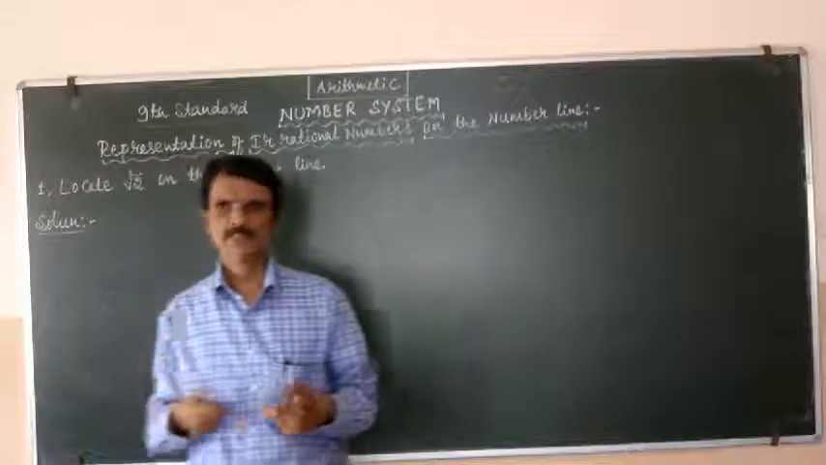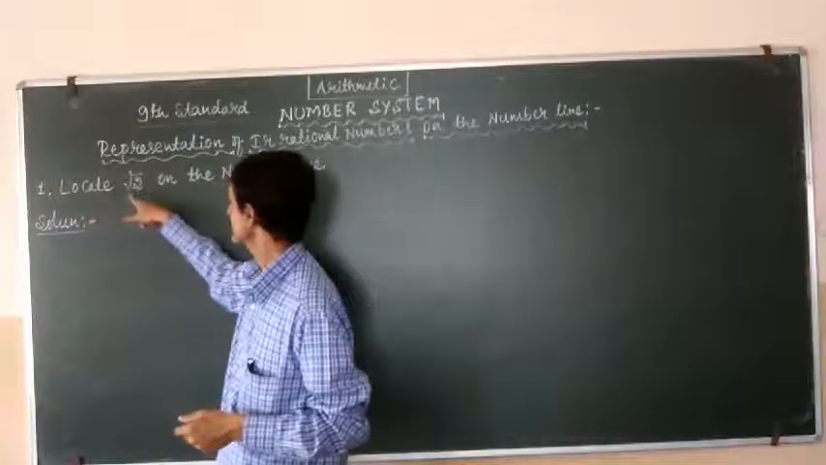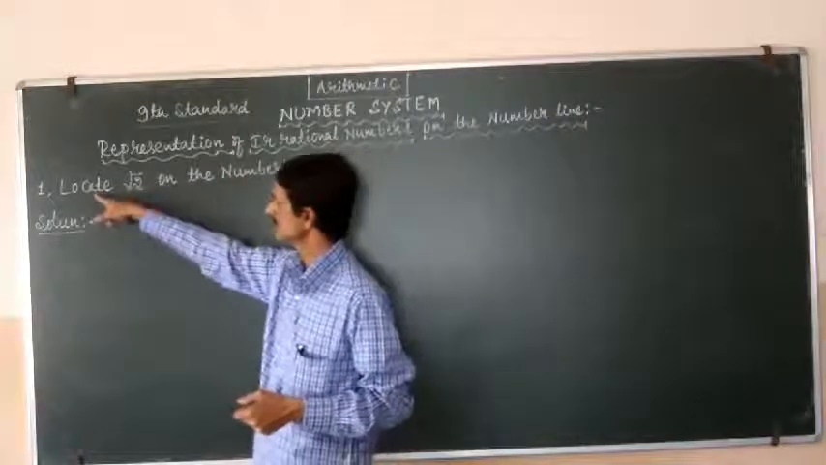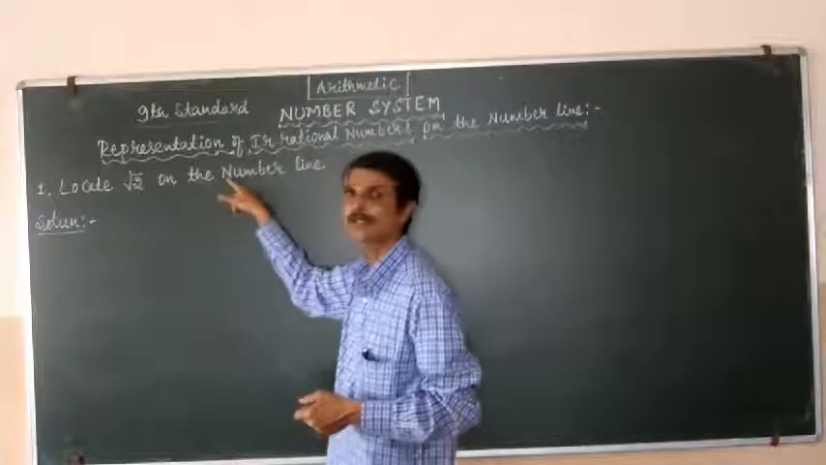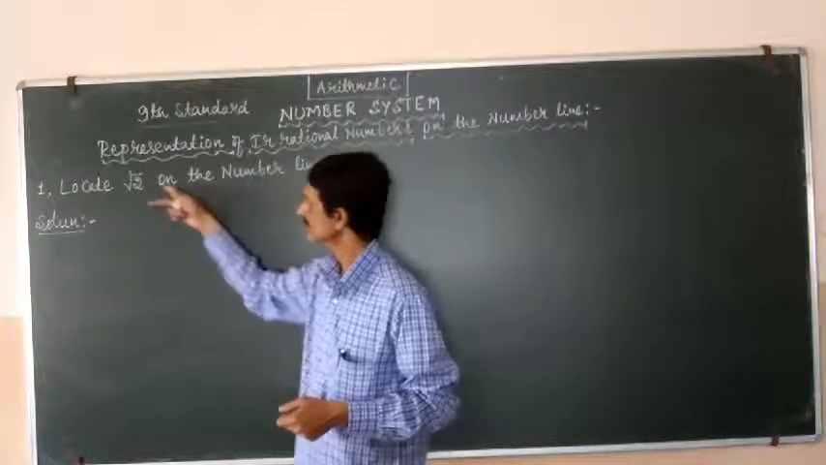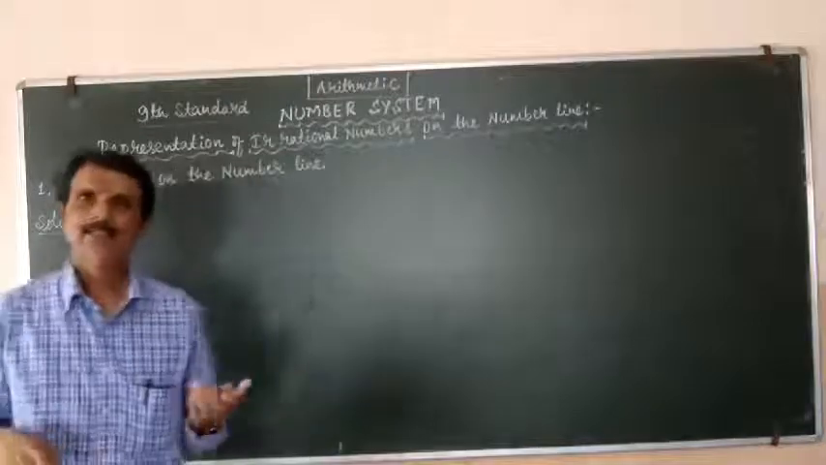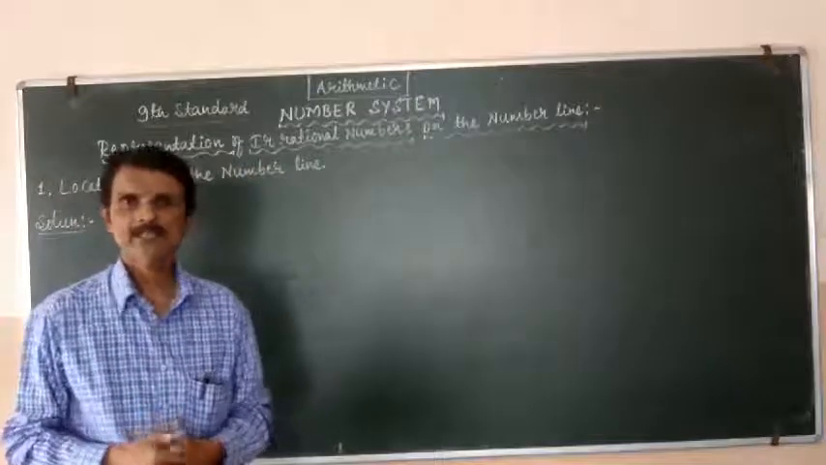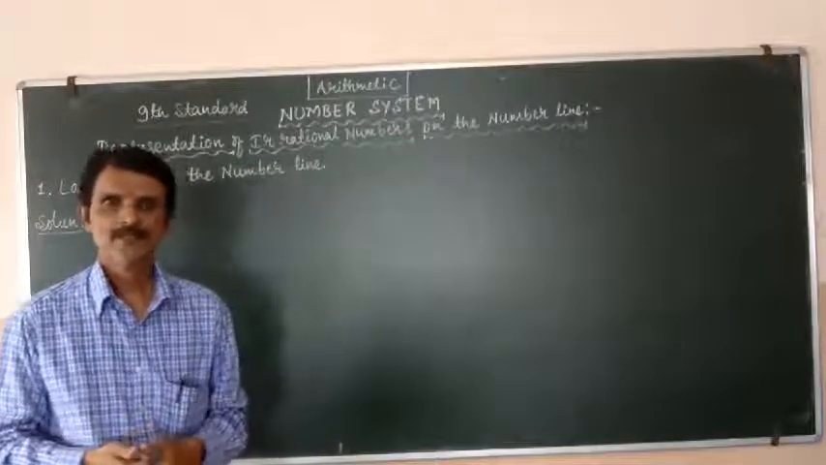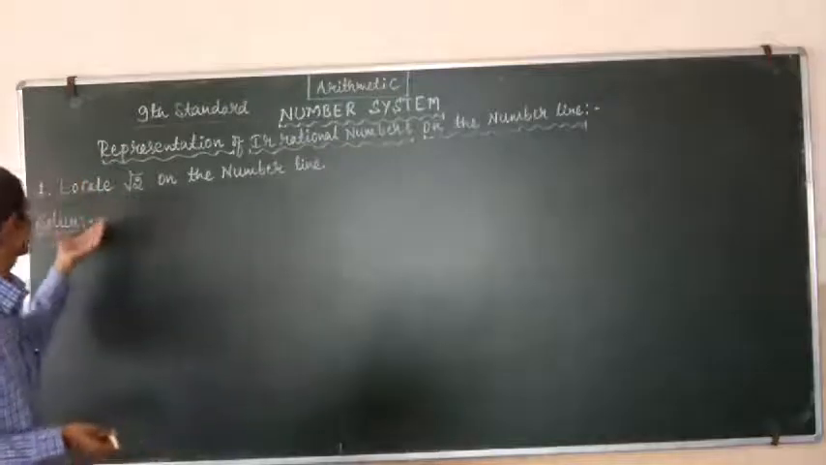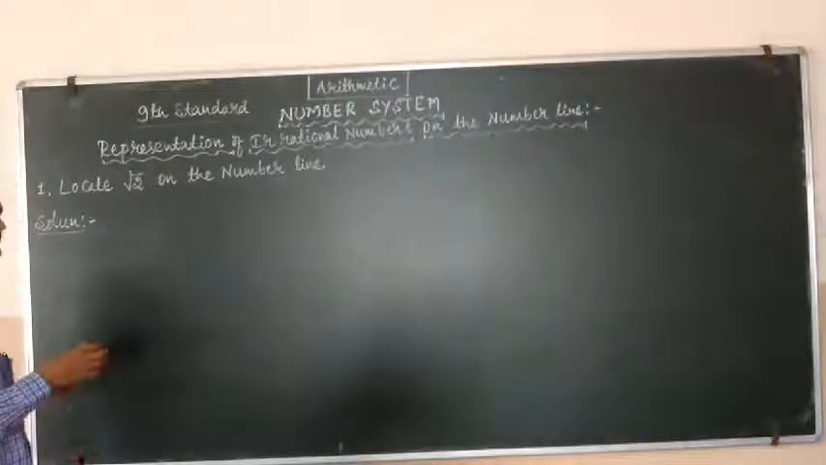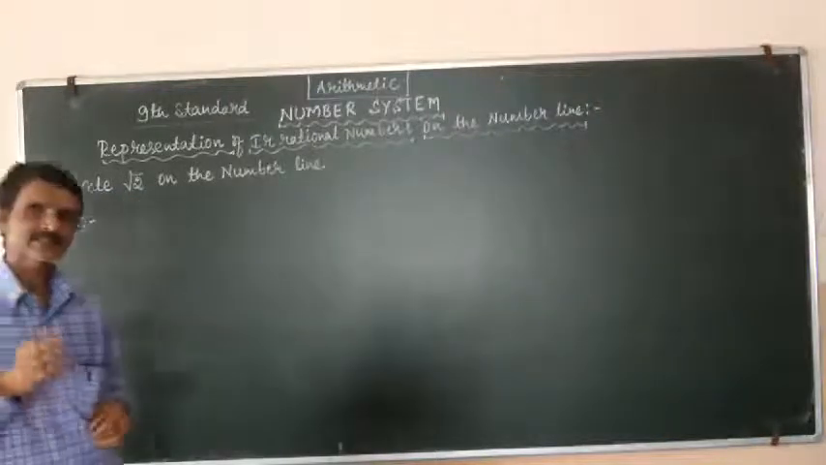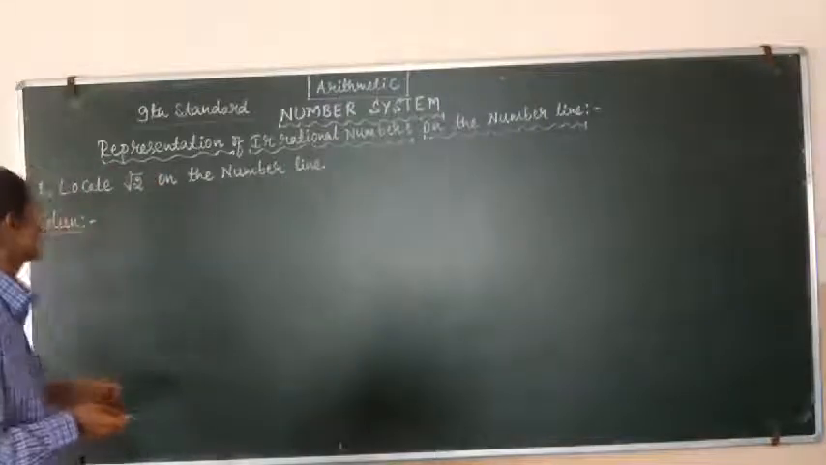Students, now we shall see the problem. Locate root 2 on the number line. It can also be asked as: represent root 2 on a number line. Both are the same. Now we shall see the step-by-step method to represent root 2, an irrational number, on the number line.